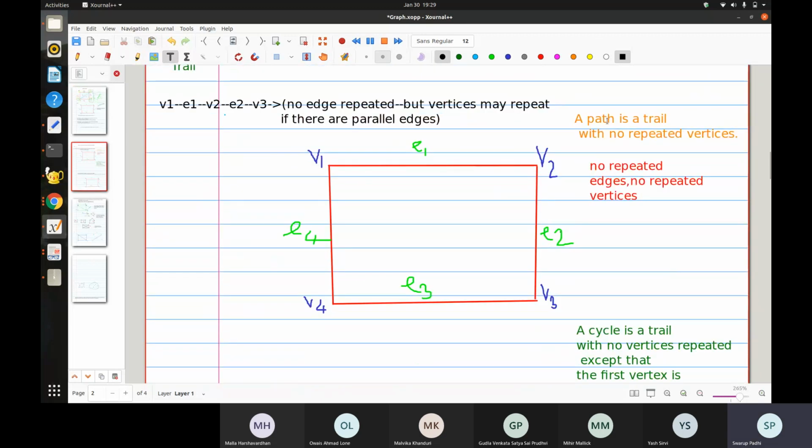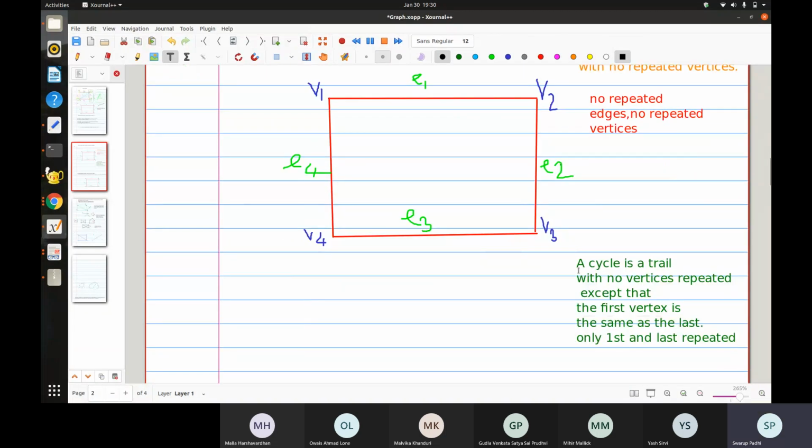Okay, let's come to a path. So a path is a trail where you cannot repeat vertices. And if someone says that you cannot repeat vertices, that automatically means you cannot repeat edges, because if you cannot traverse through the same vertex twice, then obviously you cannot repeat any edge between them. So no repeated edges and no repeated vertices. An apt example is this itself. Here you can see V1 to V2 through E1, and V2 to V3 through E2 is also a path.